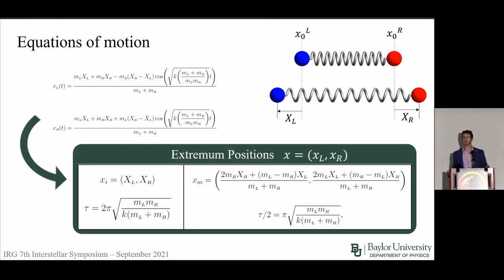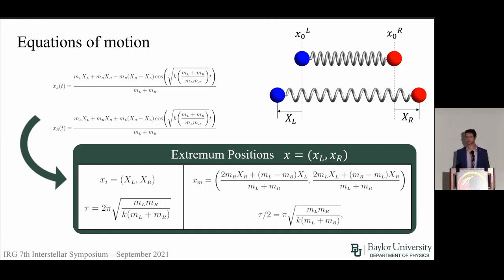So we see that we start at X sub I, which is going to be the initial extremum position. In the case in the upper right-hand corner, this is going to be the maximally extended position. We will then evolve the system to its midway extremum position, X sub M, which occurs halfway through one cycle, tau. And then assuming that no mass change occurs, the system will just oscillate back and forth between X sub I and X sub M. Again, this is standard harmonic motion.